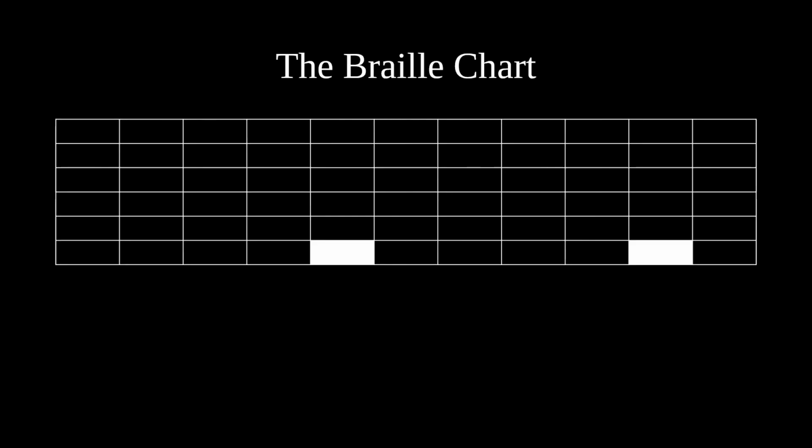This video will teach all of you the 64 cells in the Braille system. This is a table with 6 rows and 11 columns. I call this table the Braille chart.